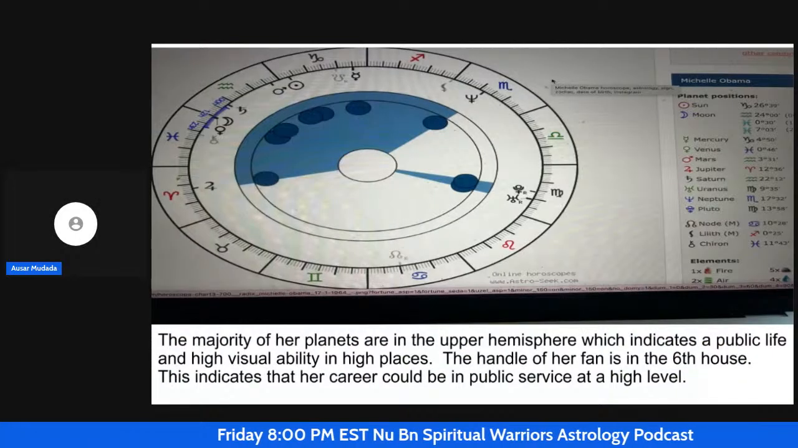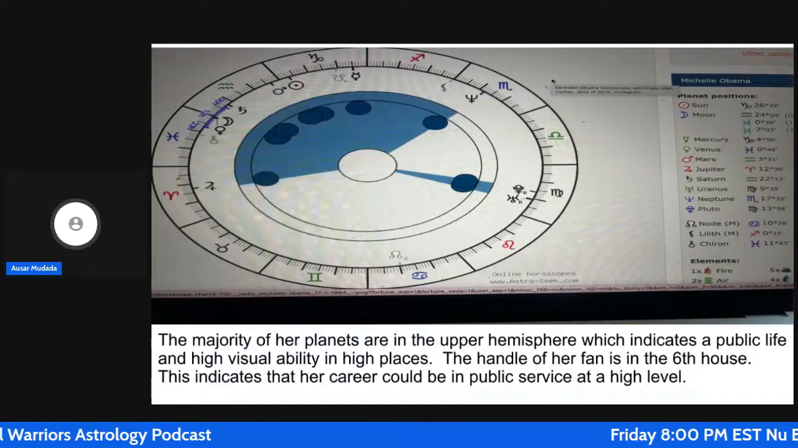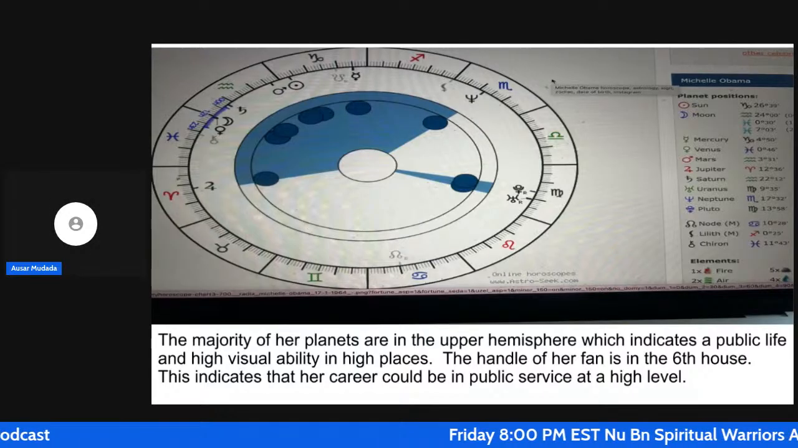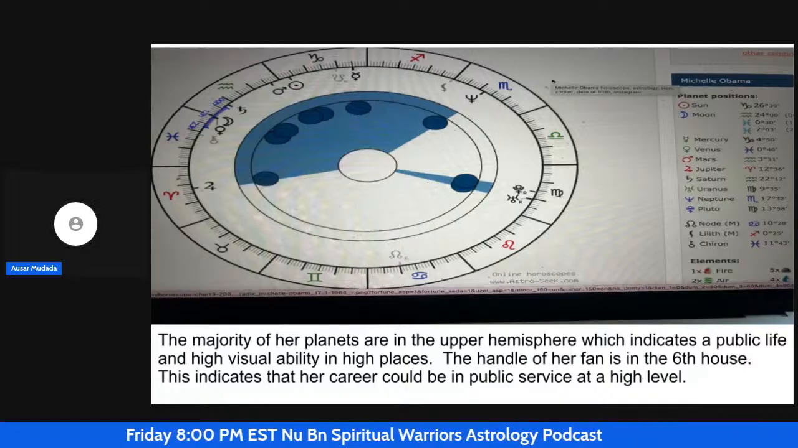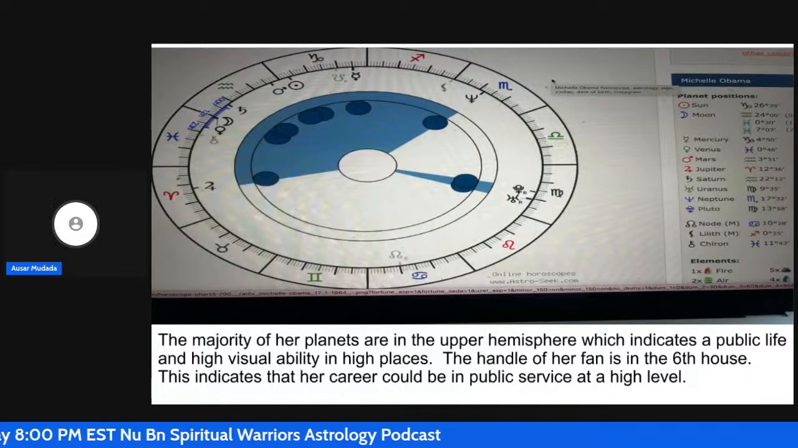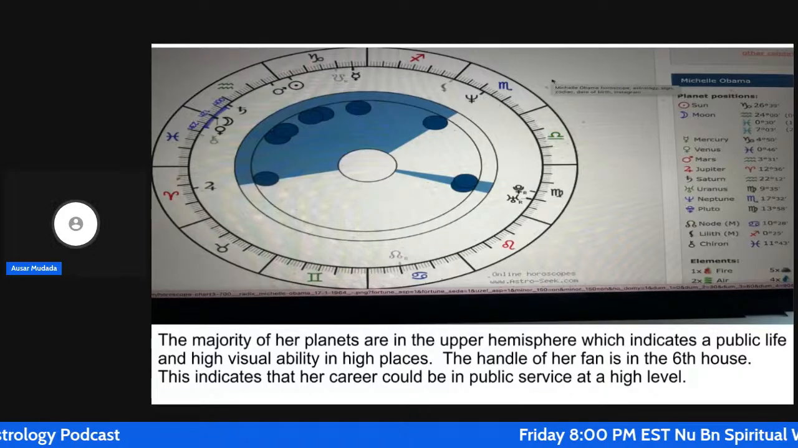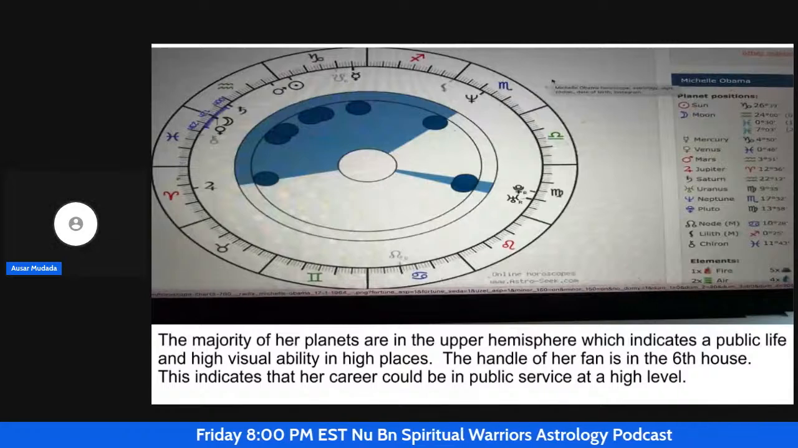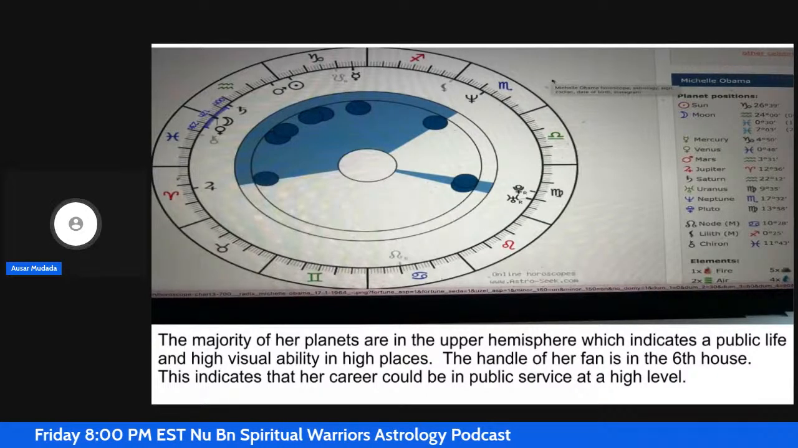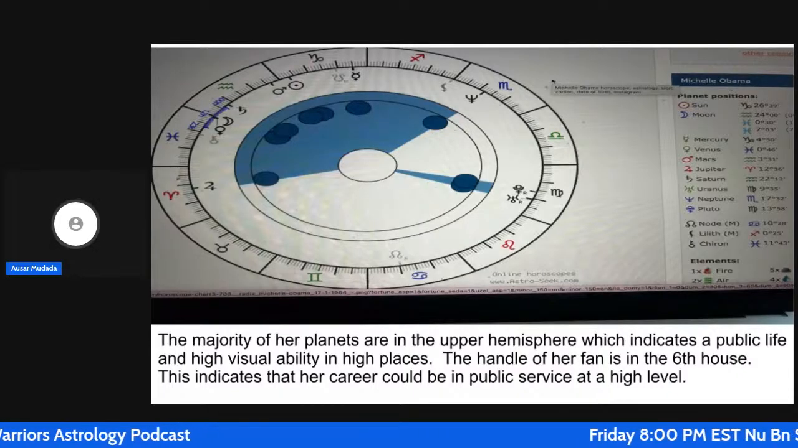Now, we're going to the next chart. All right. And some of you already seen it. Okay, it's Michelle Obama. And again, look at the pattern. Most of the planets are in the upper hemisphere. High visibility, humanitarian causes, leadership, all of that. So that high visibility, humanitarian causes, leadership, very popular in her career field.